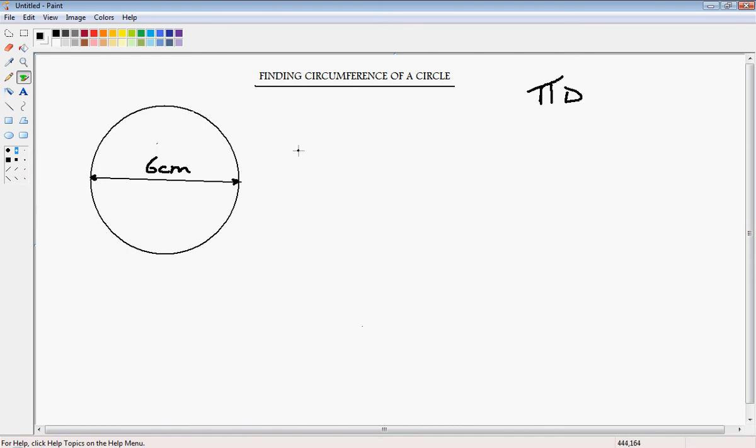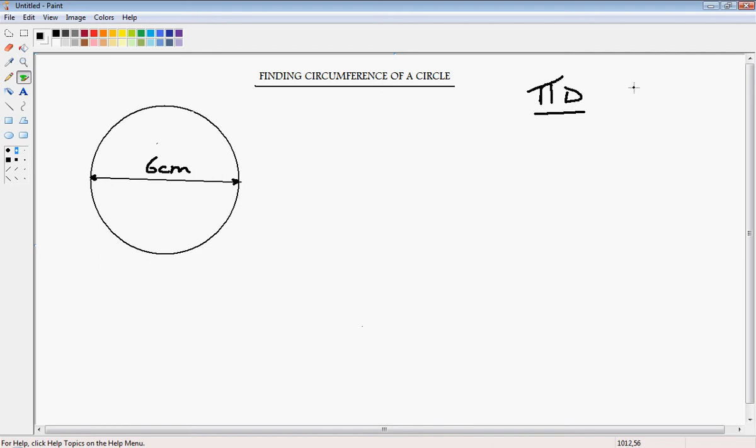Okay, so finding the circumference of a circle. So on the first video about circles we said the circumference is the distance around a circle. Okay, and we have a little formula for that, which is pi d. So this is pi times d.